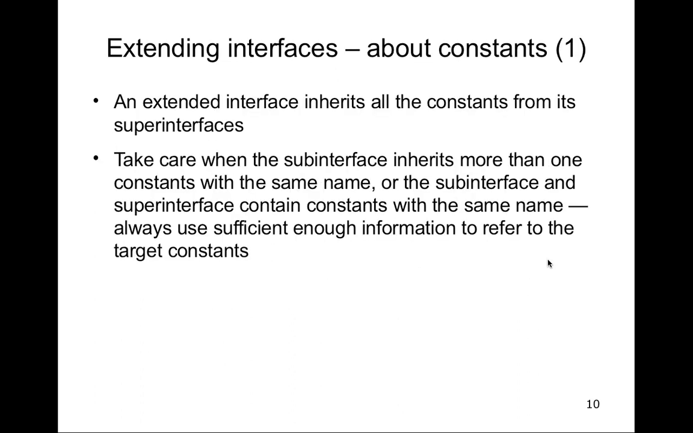So extending interfaces and constants, the constant variables that are inside of there. An extended interface inherits all of the constants from its super interfaces. So you get all of them. You inherit everything. Take the case where a super interface inherits more than one constant with the same name, or the sub interface and the super interface contain constants of the same name. You always use sufficient information to refer to the target constant, which means whichever sub interface you're working with will use the constant associated with it. So they're hidden, they're not really overridden. So you use the constant that's associated with the interface that you're referring to when you refer to the object.